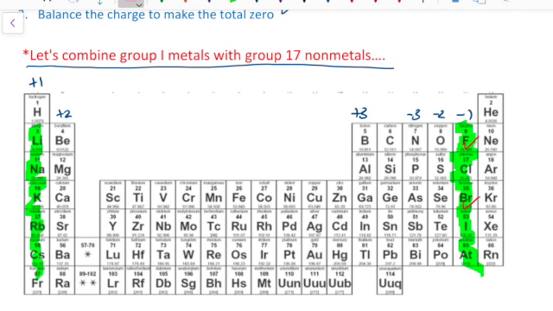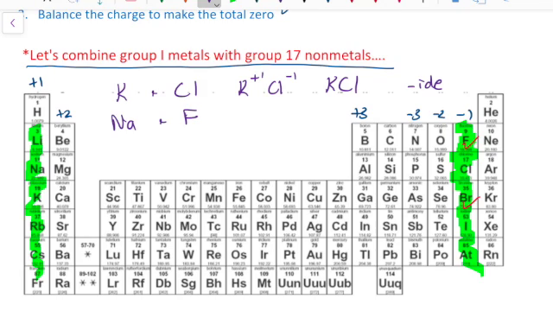All right, so based on what I just showed you, see if you can write the formula between potassium and chlorine, and then between sodium and fluorine. Pause the video, write those. Okay, so you should have gone potassium +1, chlorine -1, balances out to 0, KCl, potassium chloride. Na and F, sodium is in group 1 +1, fluorine group 17 -1, balances out to 0, NaF, sodium fluoride. Very easy combining group 1 with group 17.